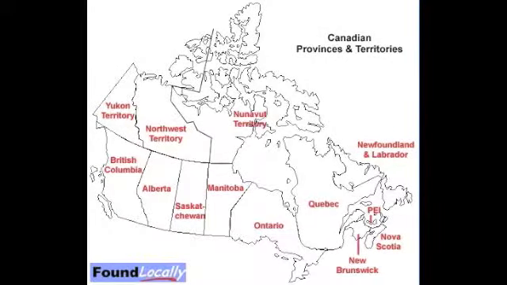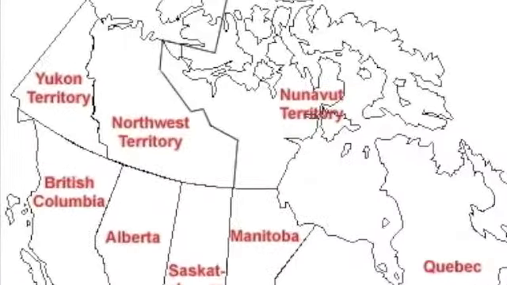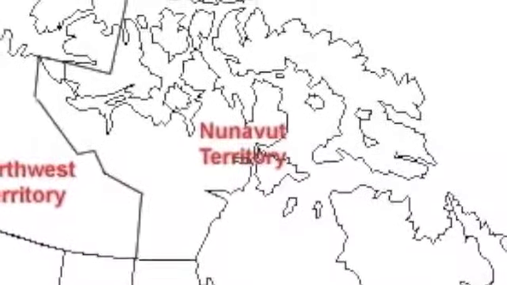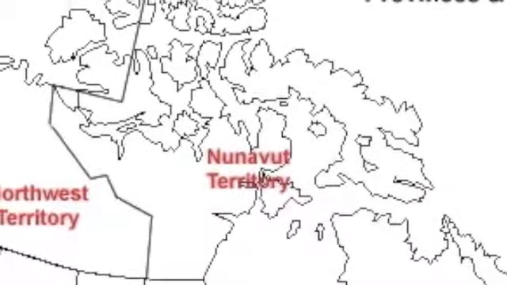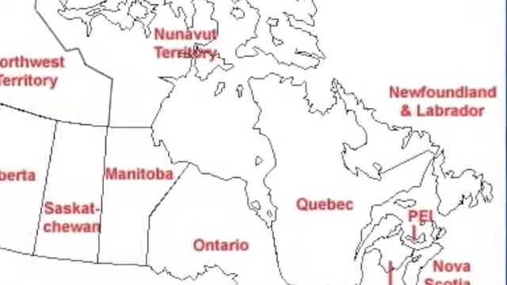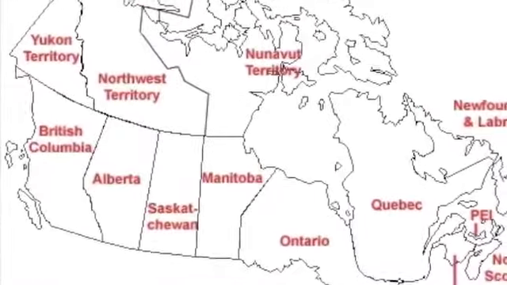Now let's practice the pronunciation of the provinces. We'll start in the northwest corner and move west to east. Repeat after me. Yukon Territory. Northwest Territory. Nunavut Territory. Newfoundland and Labrador. British Columbia.